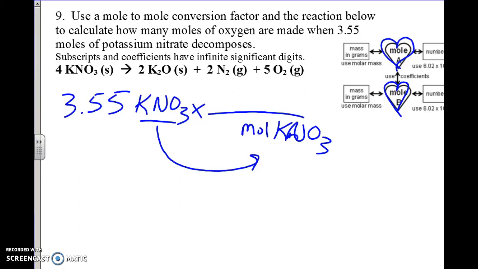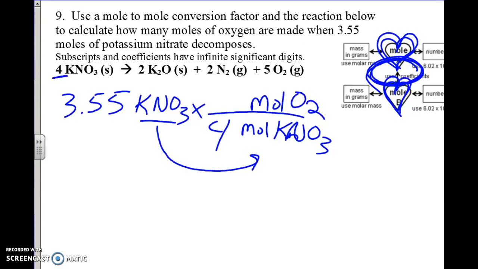And we can go from moles of KNO3 right to moles of oxygen. So moles of O2. To go across from mole island to mole island, we have to go across that bridge, and that's called the coefficient or subscript bridge. So in this problem, we have a 4 for the KNO3, and for the oxygen we have a 5. Remember, both of these are infinite sig figs, so we should have a 3 sig fig answer when it all comes to the end.